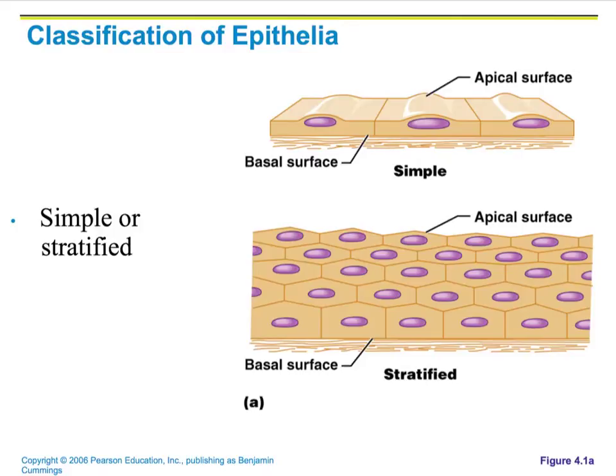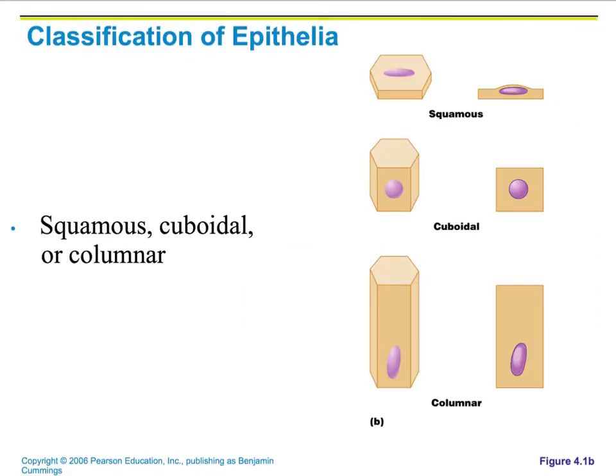So you'll be hearing these two terms a lot, simple or stratified. Simple means there is one layer of cells, a single layer, whereas stratified means there are multiple layers of cells. You'll also hear terms that classify them according to their shape. Squamous means it's flat, so you can see how this cell here is kind of flattened. Cuboidal means it's cube-shaped, and columnar means it's column-shaped. So you'll hear them referred to based on how many layers they are, simple or stratified, and what shape they are.